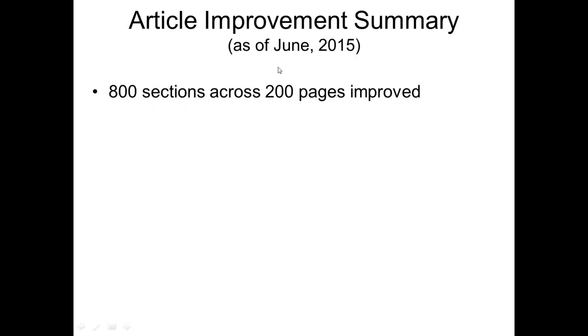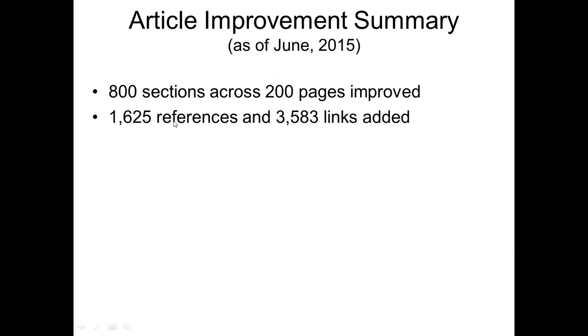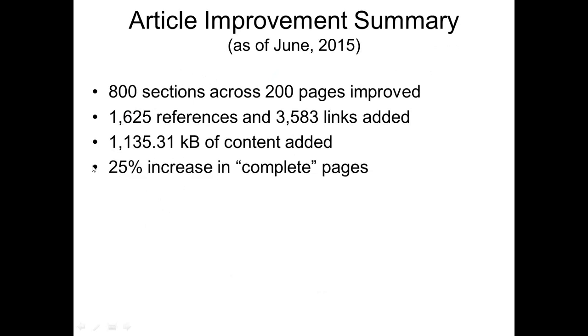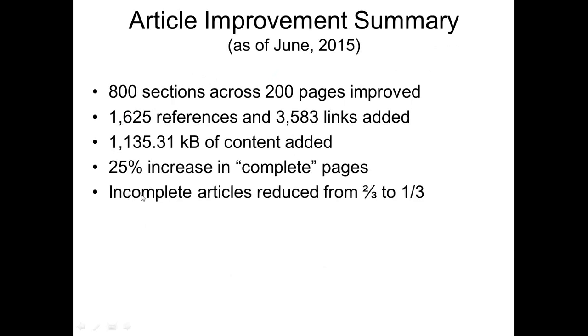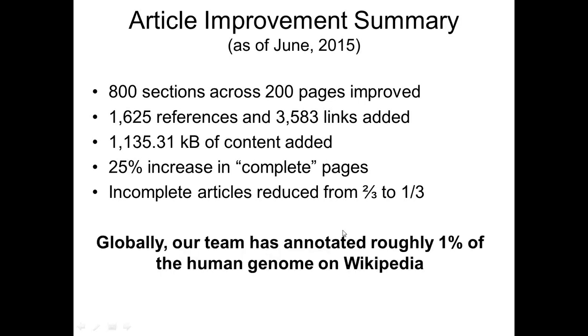So here's a little summary on our progress to date. First of all, we've improved 800 sections across 200 mitochondrial gene protein pages, and we've added roughly 1,600 references and 3,500 links. We've added about 1,100 kilobytes of content, and this has resulted in a 25% increase in complete pages. And incomplete articles have been reduced from 2/3 to about 1/3. So basically, in reference to the entire human genome, we've annotated roughly 1% in this manner.